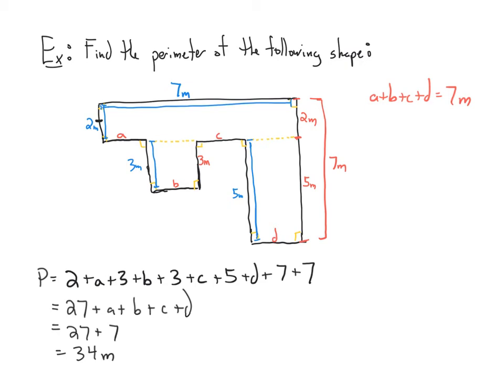So again, using some of the ideas of how rectangles work, we were able to figure out the perimeter of this object, even though we didn't know some of the lengths directly. We didn't know A, B, C, and D.